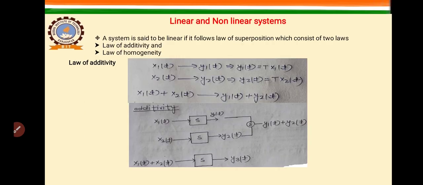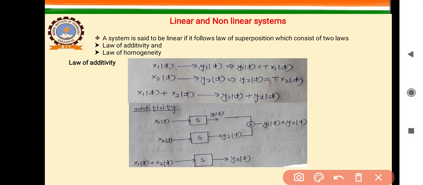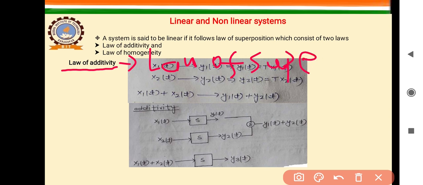So what is a linear and non-linear system? A system is said to be linear if it follows the law of superposition, which consists of two laws: the law of additivity and the law of homogeneity. Some textbooks refer to the law of additivity as the law of superposition.